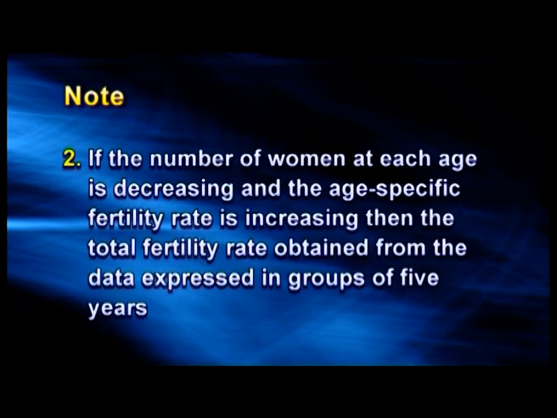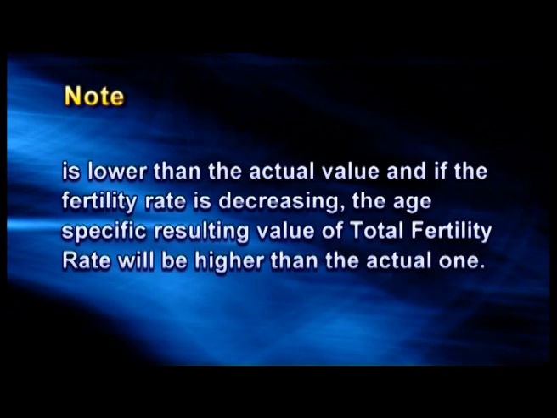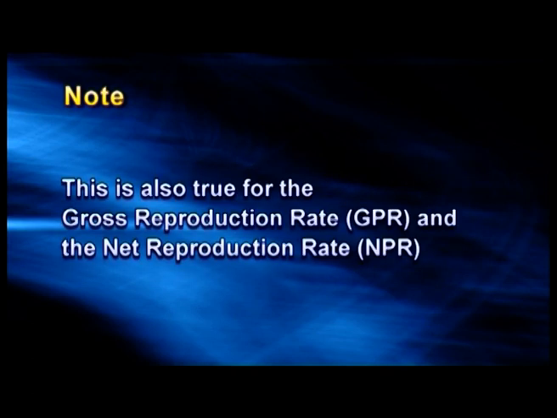Second, if the number of women at each age is decreasing and the age-specific fertility rate is increasing, then the total fertility rate obtained from the data expressed in the groups of 5 years is lower than the actual value, and if the age-specific fertility rate is decreasing, the resulting value of total fertility rate will be higher than the actual one. This is also true for the gross reproduction rate (GRR) and the net reproduction rate (NRR).